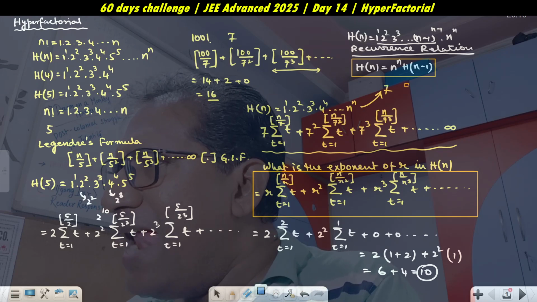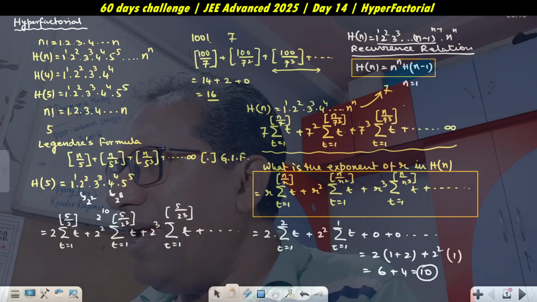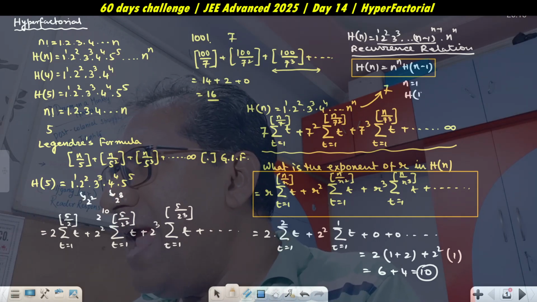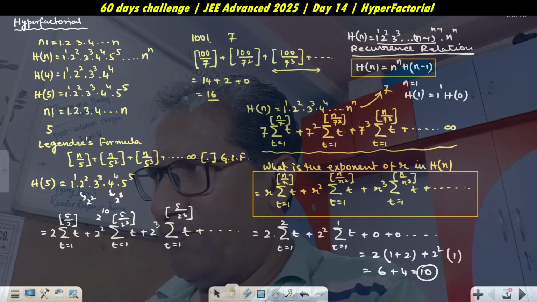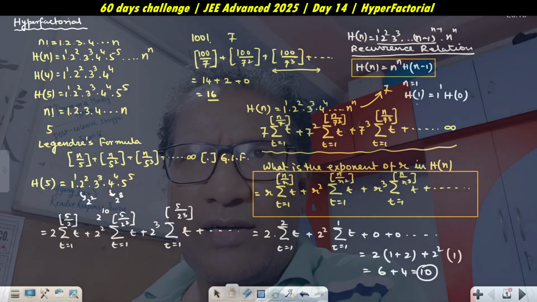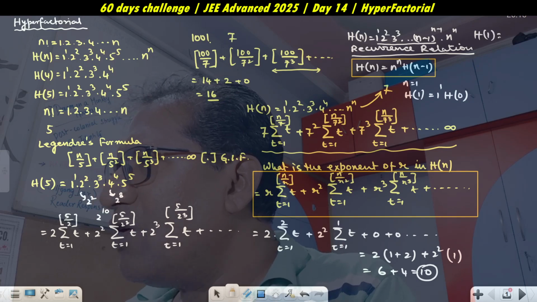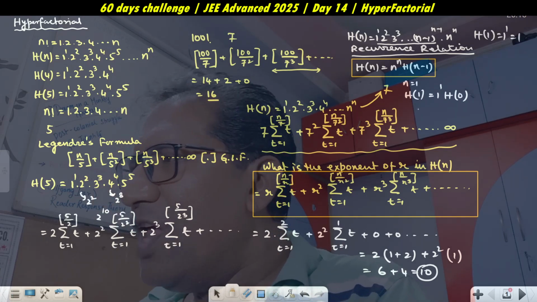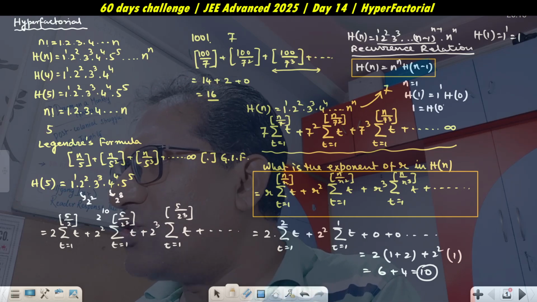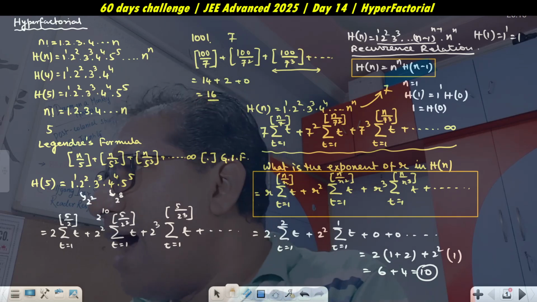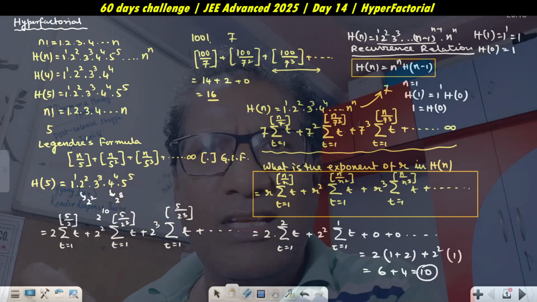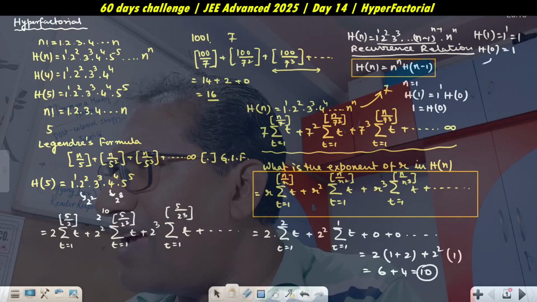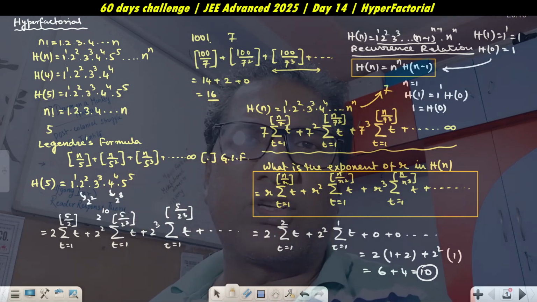Let me put n equals to 1. So what we are getting? H1 is 1 to the power 1 into H of 0. Now, H of 1 is what? H of 1 is nothing but 1 to the power 1, which gives us 1. So this is basically 1, which is equals to H of 0. Therefore, hyperfactorial 0 is basically 1. Hyperfactorial 1 is 1. Okay? So these are the initial values of this recurrence relation.